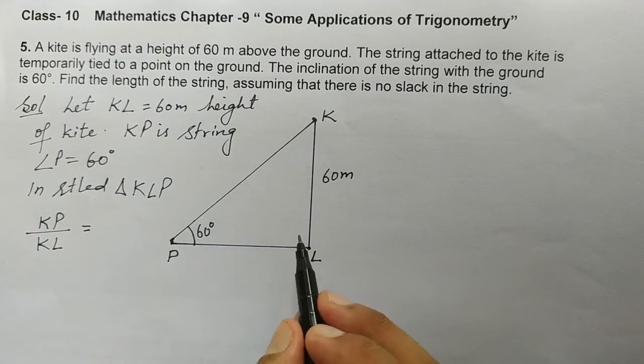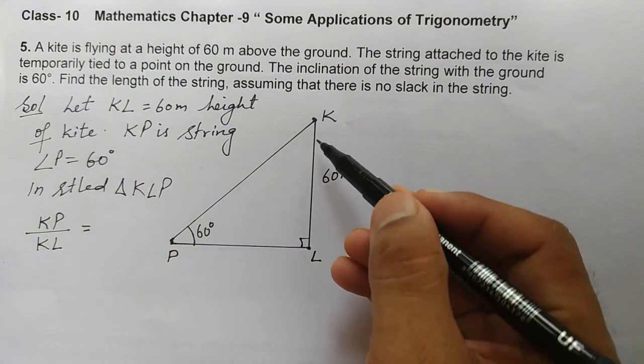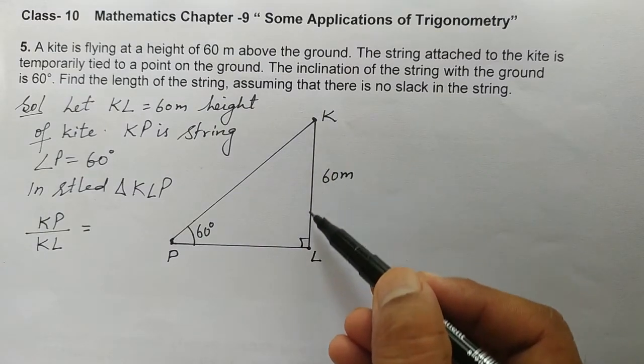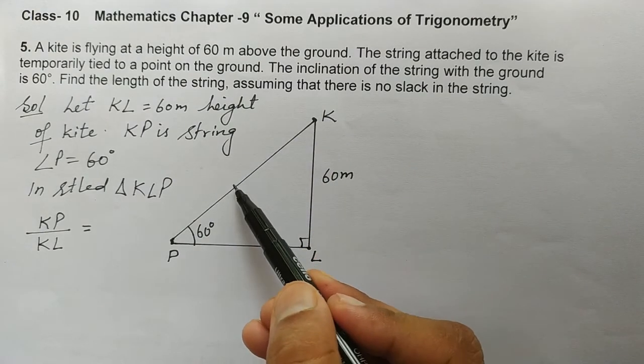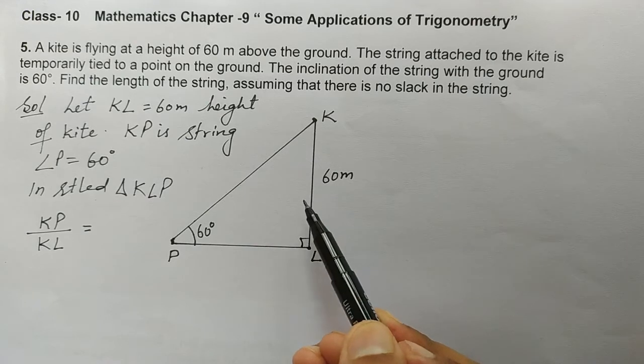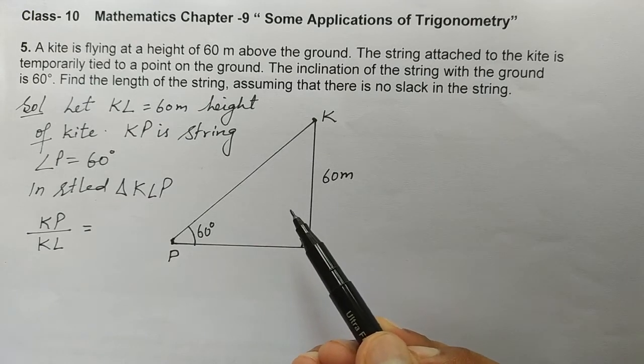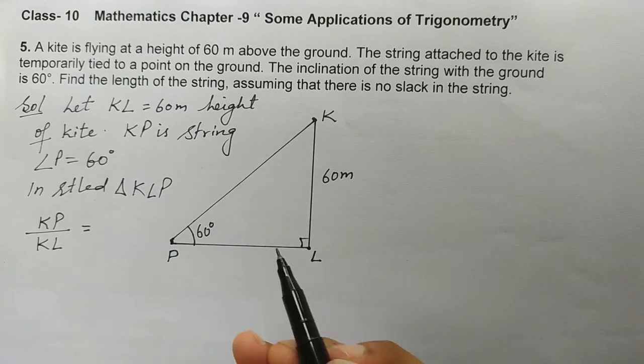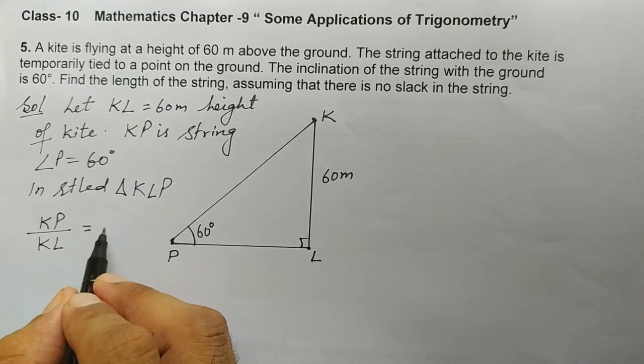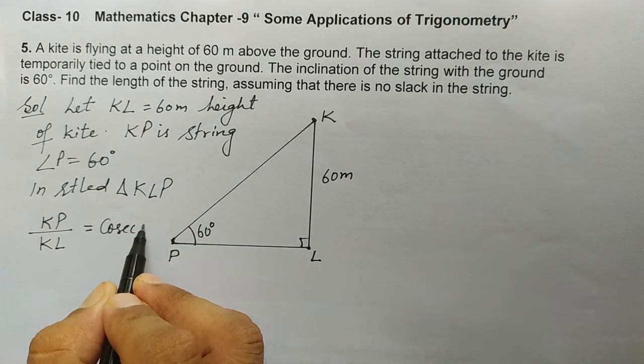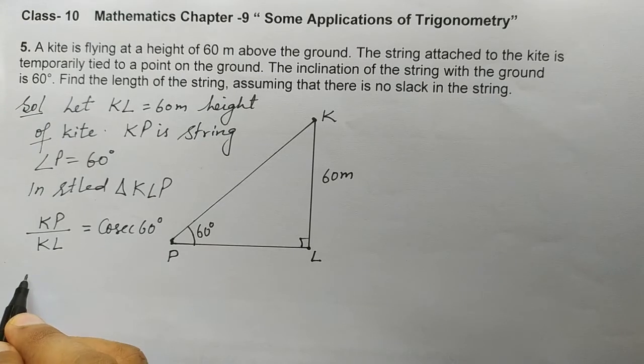KP is the hypotenuse here, right? And KL is the perpendicular. So it becomes H over P. We know P over H is sine theta, so H over P will be cosecant of the angle 60 degree. So cosecant 60 degree will come. So fill in the values.